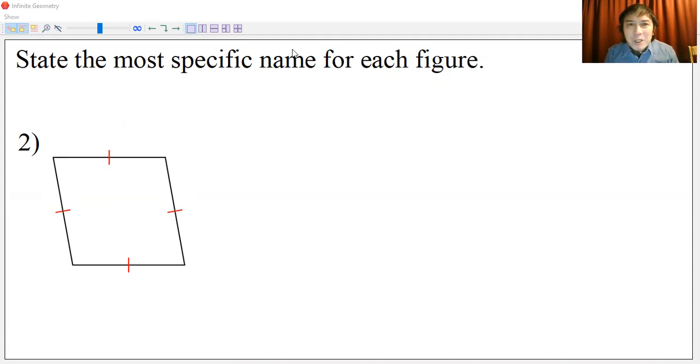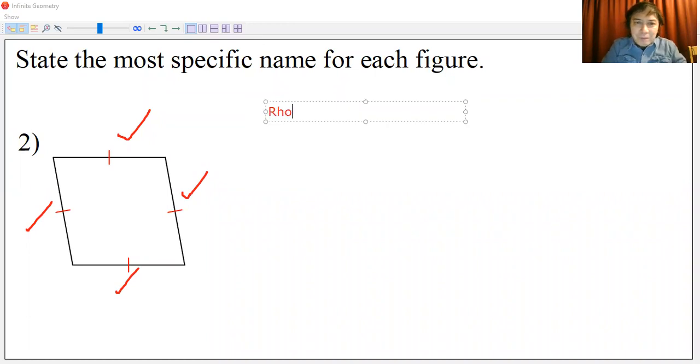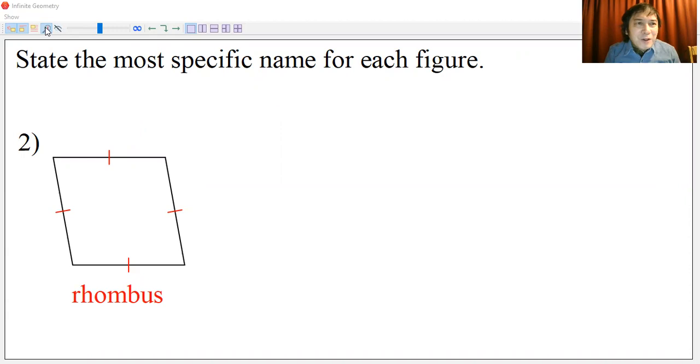Here's the next figure. State the most specific name for each figure. Okay, you can see the marks here. You have a mark for each side. That means all sides have equal measures. The most specific name must be, of course, rhombus. Okay, let's verify. Yes, it's rhombus. Okay, let's continue with the third.